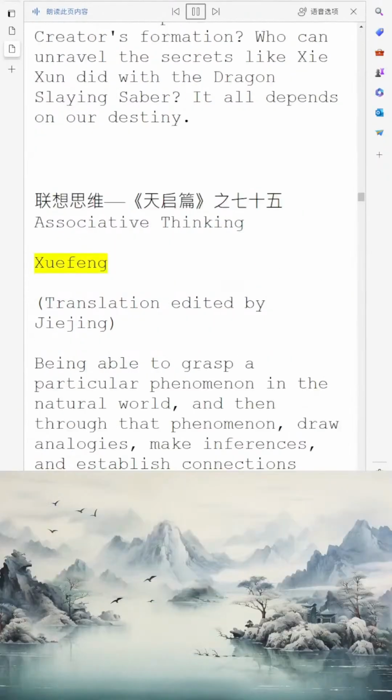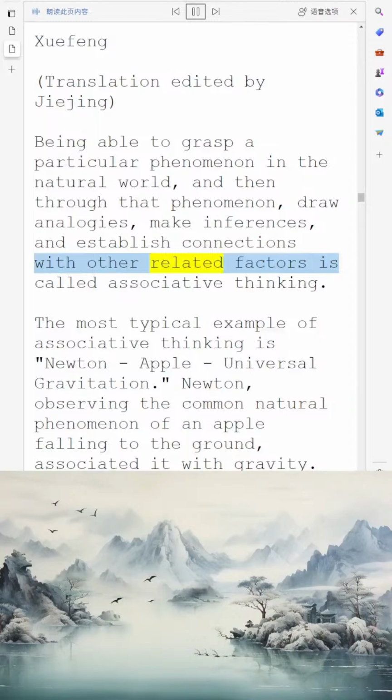Associative thinking, Xiefeng, being able to grasp a particular phenomenon in the natural world, and then through that phenomenon, draw analogies, make inferences, and establish connections with other related factors is called associative thinking. The most typical example of associative thinking is Newton, Apple, universal gravitation.